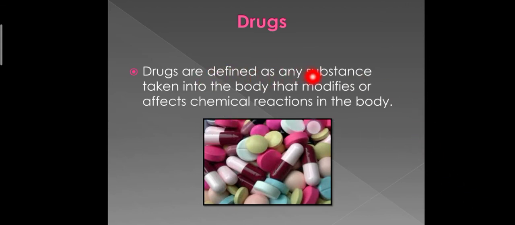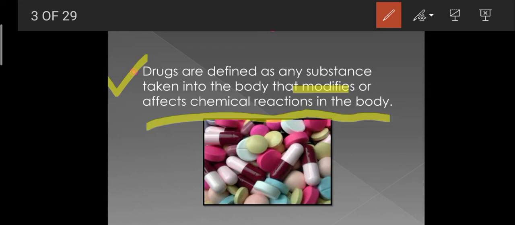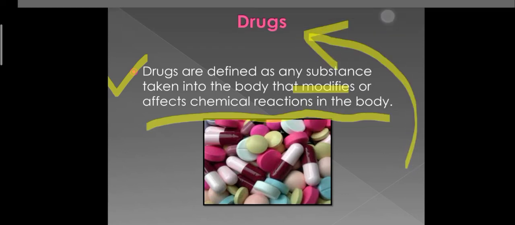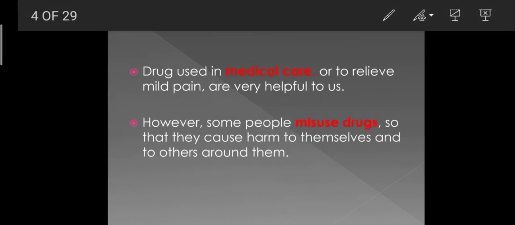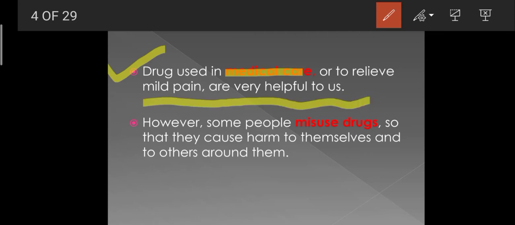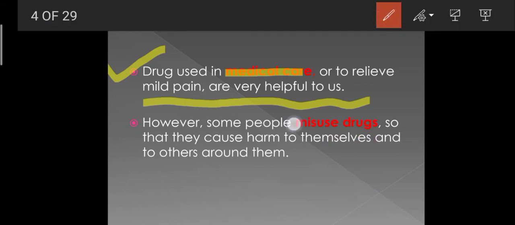So drugs are defined as any substance that is taken into the body and that modifies or affects the chemical reactions in the body. So any type of substance that is taken into the body and that modifies or affects the chemical reactions of the body is known as a drug. As we know, drugs are used in medical care, they relieve mild pains and are very helpful to us. But sometimes some people misuse the drugs, and misusing a drug can cause harm to themselves as well as to the people around them.